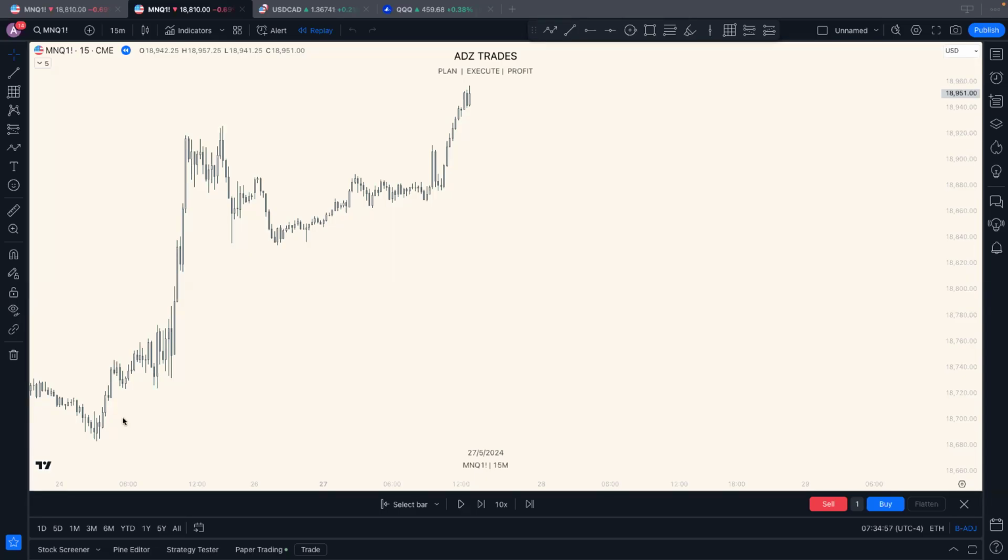What's up, guys? As a new trader, I always used to get confused between a market reversal and a market pullback. So, how do you identify which one is going to happen? First, let's identify what a market reversal is and what a market pullback is.